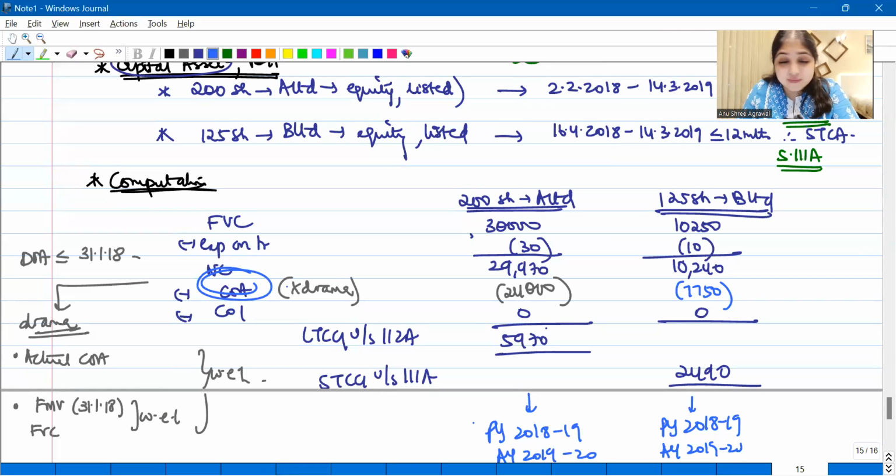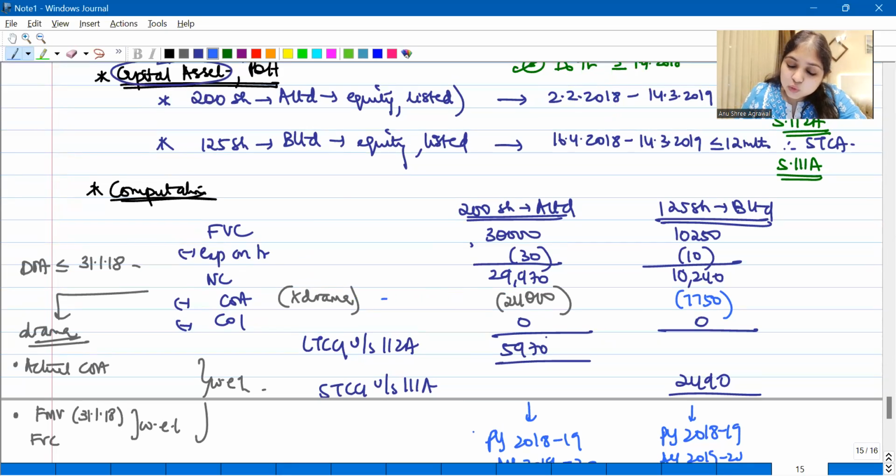Just because it is section 112, don't straight away do that calculation. Check the date of acquisition. Only if it is on or before 31st Jan 18, you will do all that calculation. Here it was not before 31st Jan 18, it was after 31st Jan 18. So therefore, we took the normal cost of acquisition only.